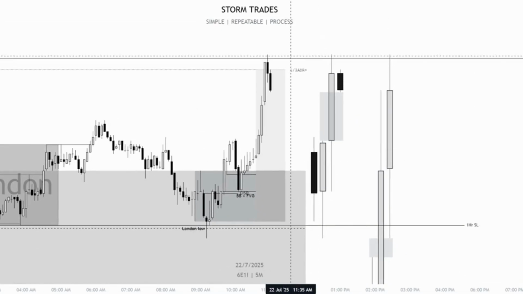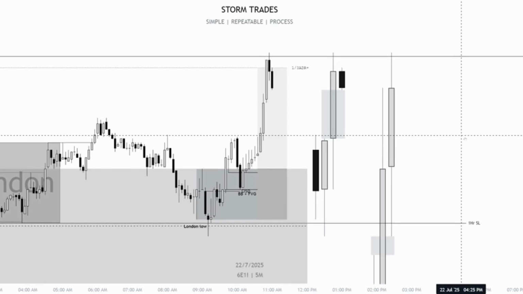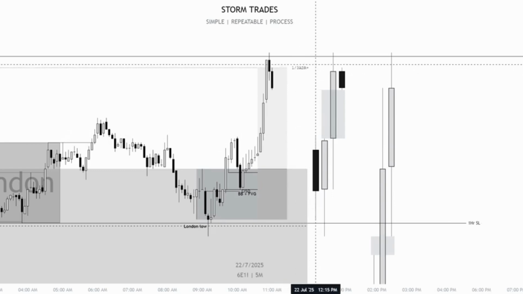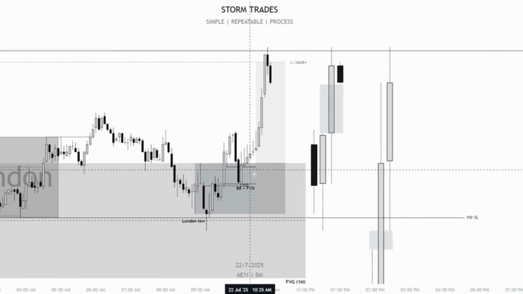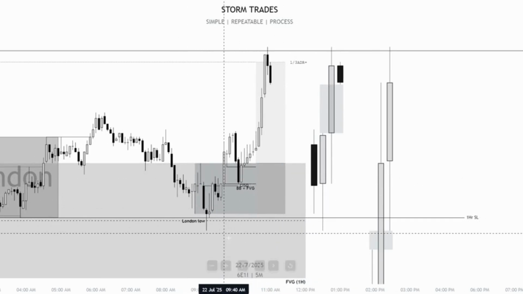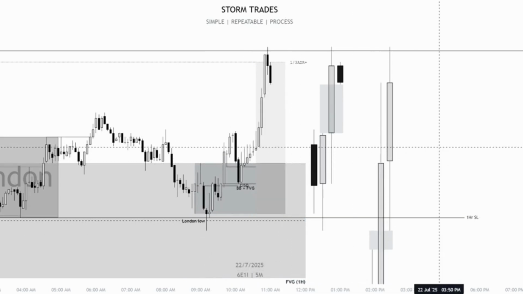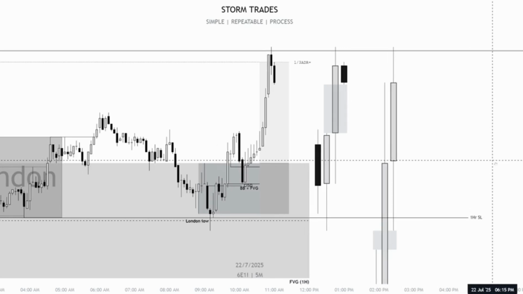Now look at where price went to, all the way up to our ultimate target, which was the daily swing high. It took the 1/3 ADR, so it's a great draw on liquidity. Two potential entries here: you could have gotten in on the change in the state of delivery with a stop at the swing low, or we could have gotten in at the breaker, or we could have pyramided in.